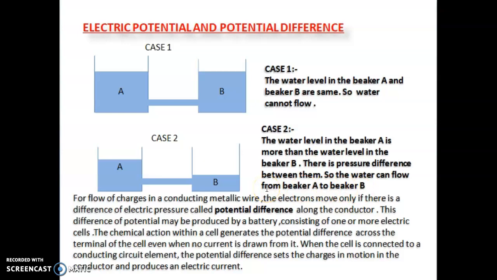In the same way, you are going to see the metallic wire. In a metallic wire, the electric current will flow when there is a pressure difference. That difference we call the electric potential.